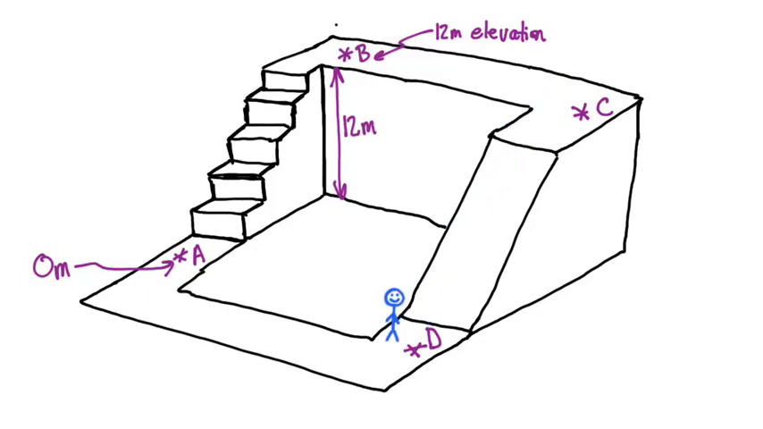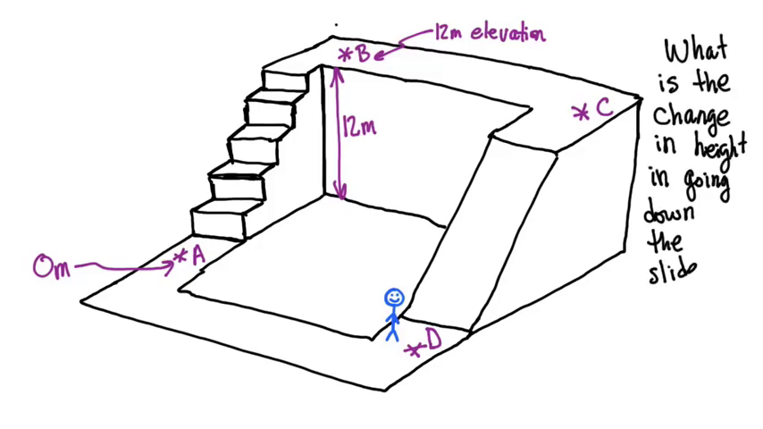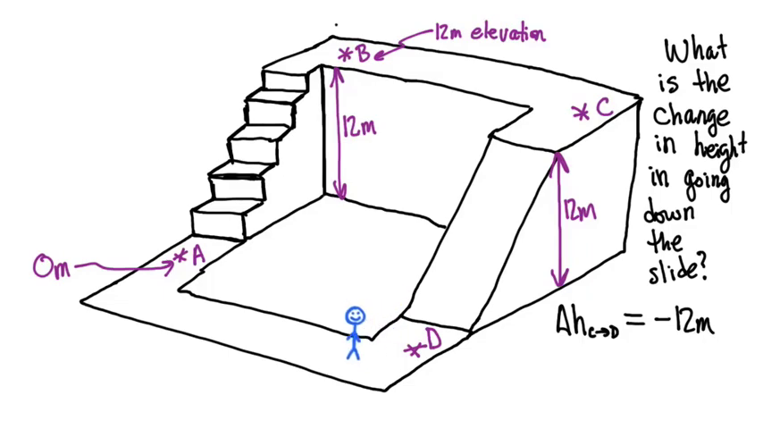Let's ask a question. What was Mr. Coulomb's change in height in going down the slide? You might think the answer is obvious, and it really is. Since he was 12 meters off the ground at position C, and seeing that position D is the same level as position A at 0 meters, the change in height from C to D is negative 12 meters. And if he continued the loop to A, you can see from the beginning to the end, his height didn't change at all. In the same way, voltage doesn't change if you go in a whole loop around a circuit.